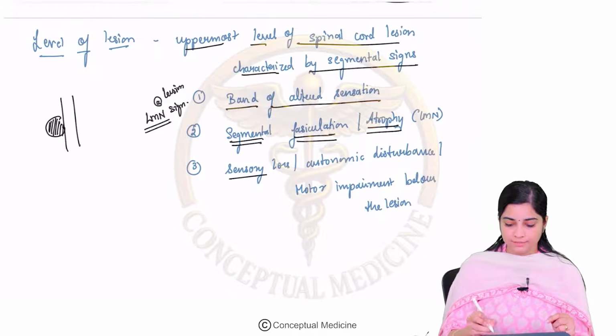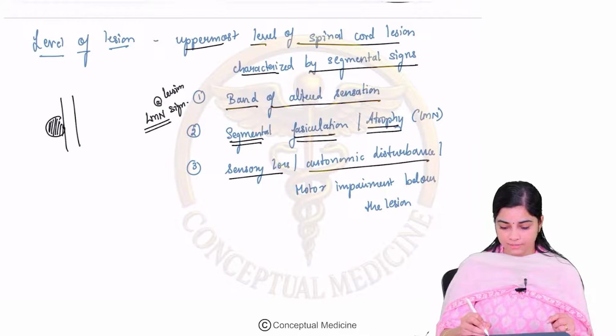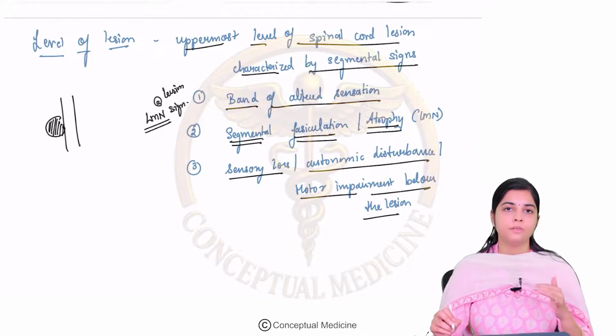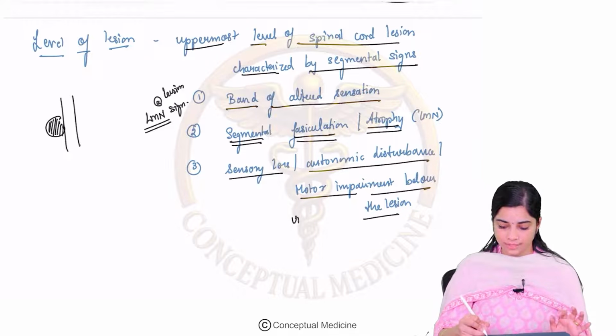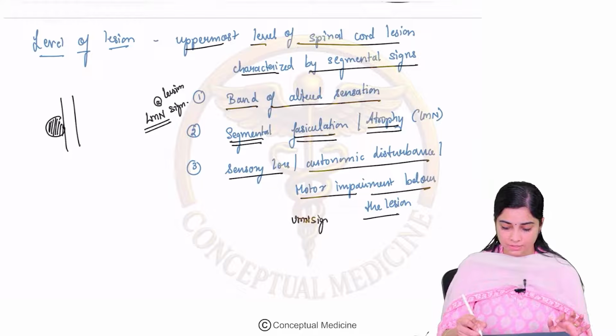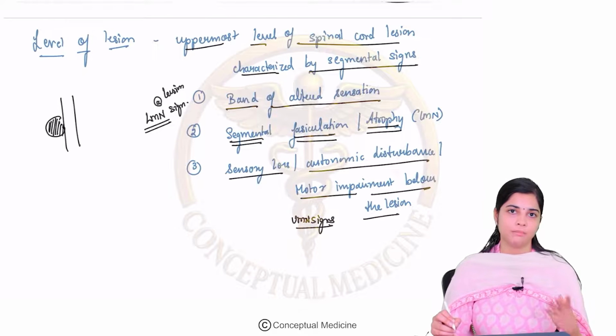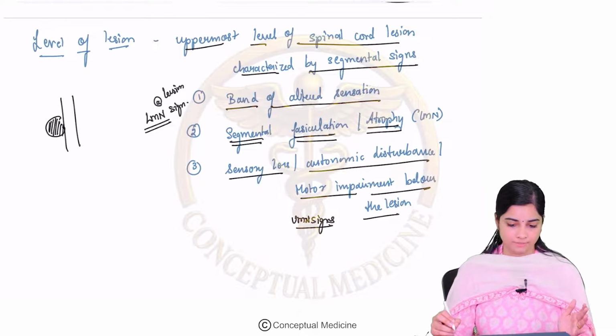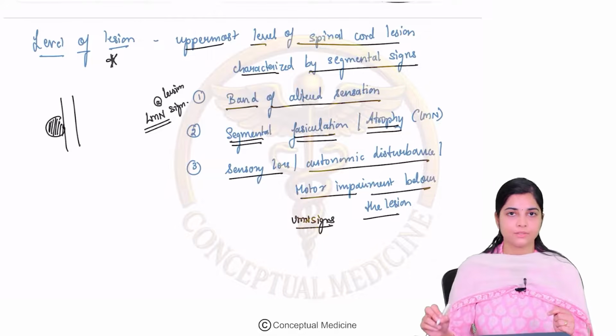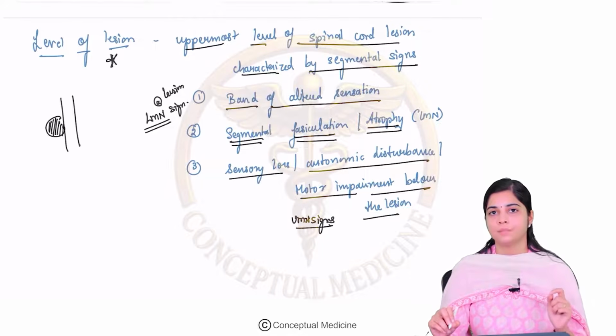Third, you can have sensory loss or autonomic disturbances or motor impairment below the level of lesion. So, you can have UMN signs, you can have complete sensory loss or partial depending on how much of the injury has taken place, autonomic disturbances or motor impairment below the level of lesion. So, this is about how you localize your level of lesion in the spinal cord.